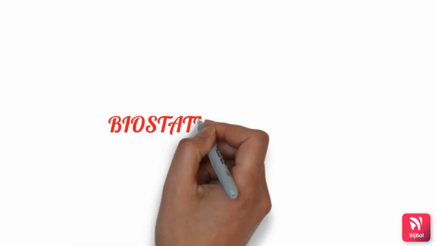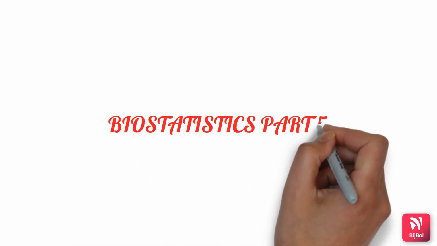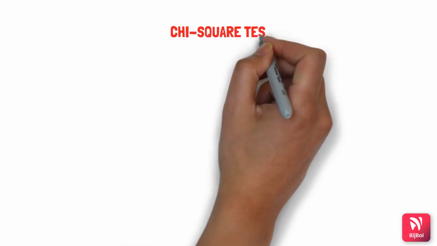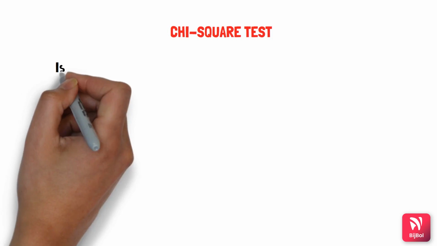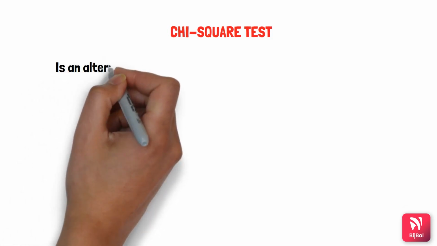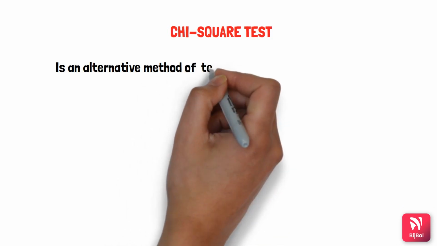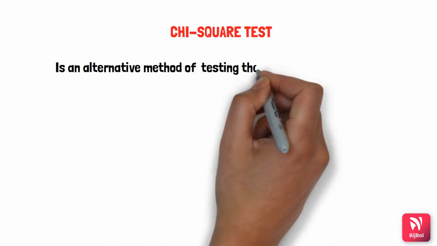This is a continuation part of biostatistics, where previously we were discussing tests of significance. We have seen the t-test, both paired and unpaired. Now this is the chi-square test. The chi-square test is an alternative method of testing the significance of difference between two or more preparations.